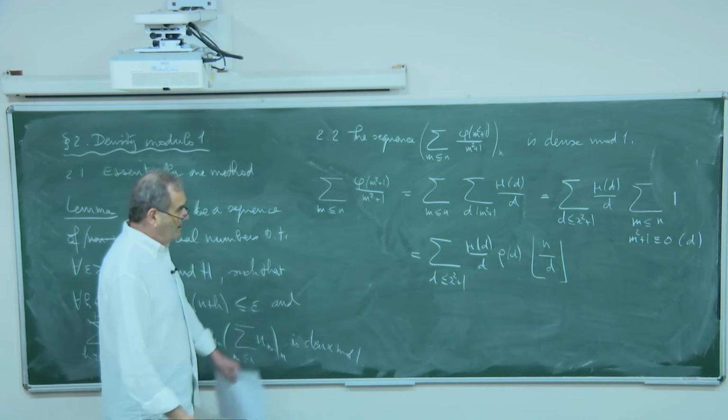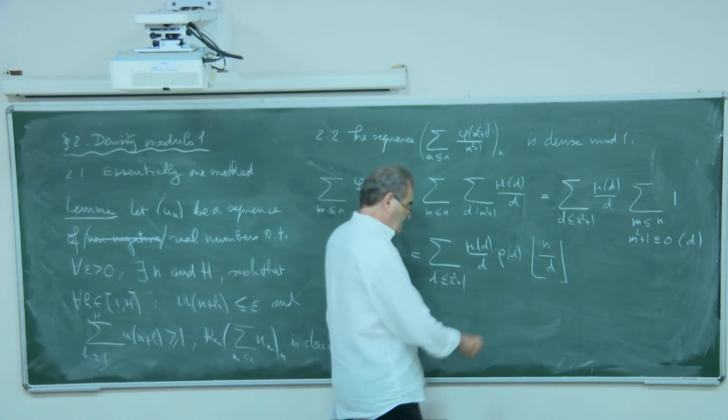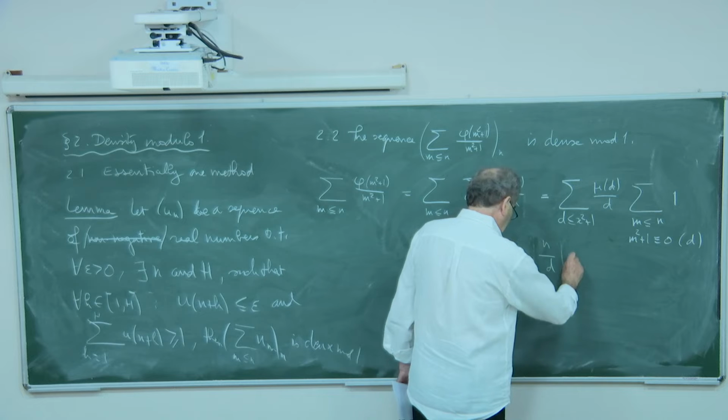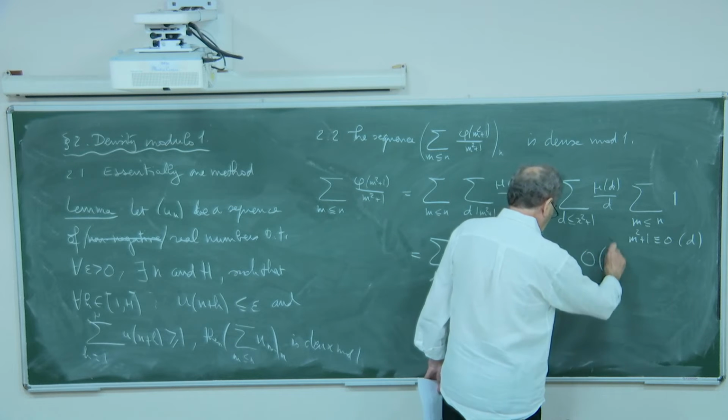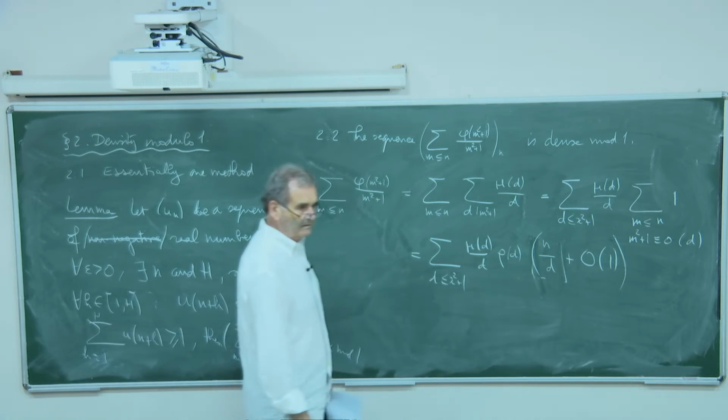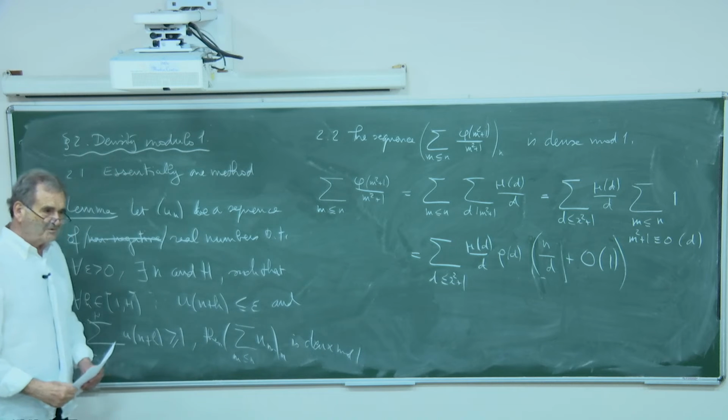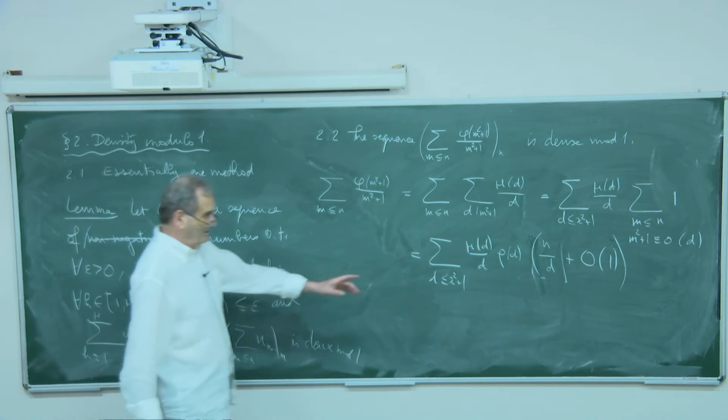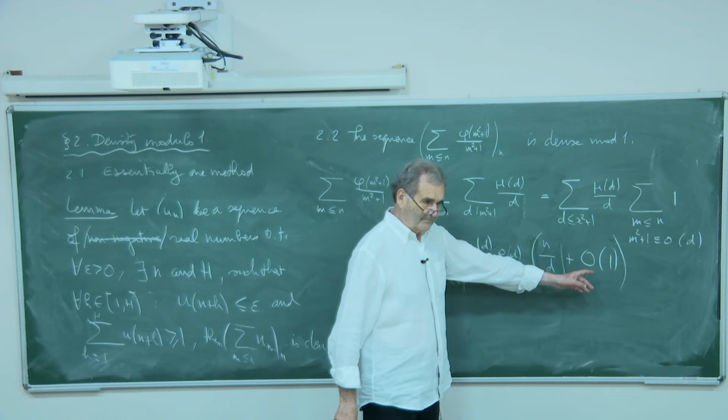Okay, and when you are here, you are happy. You separate this, and you say this is this plus big O of 1, and this will be enough for what we want to do now. If you want to know for equidistribution, then you have to be careful about what is going on here.